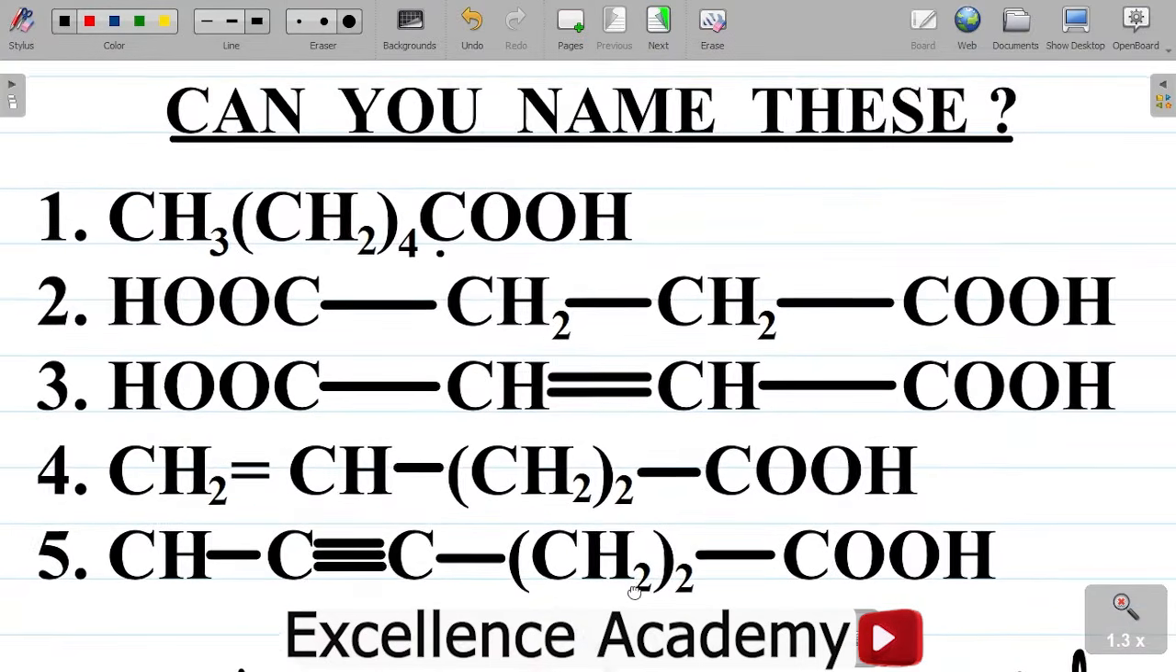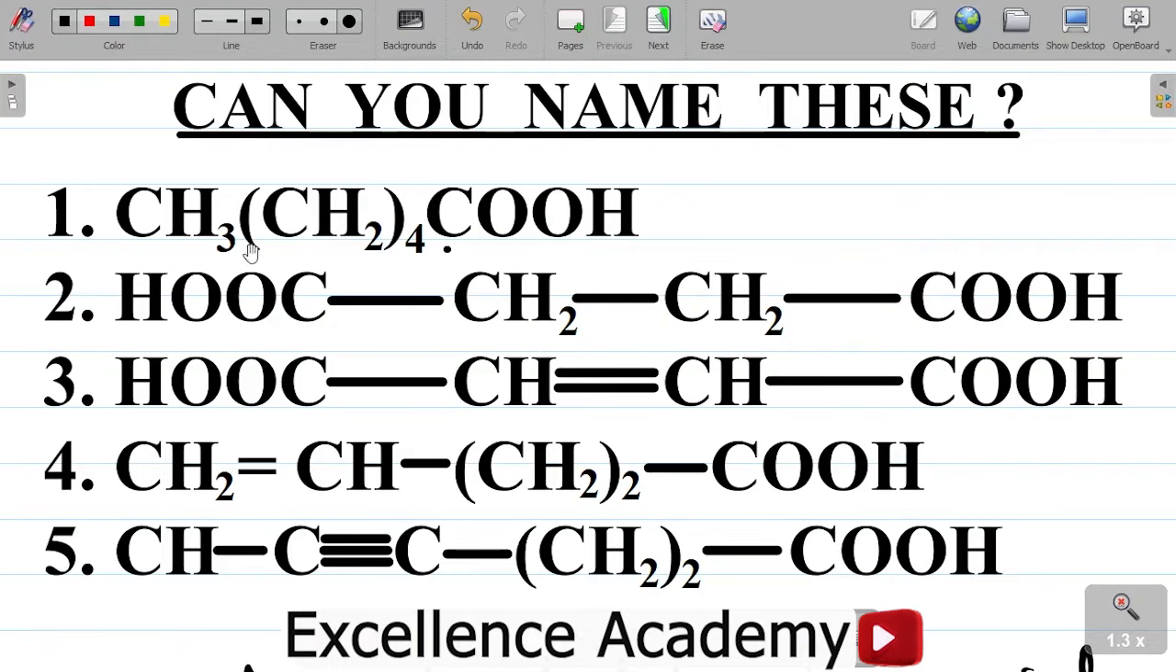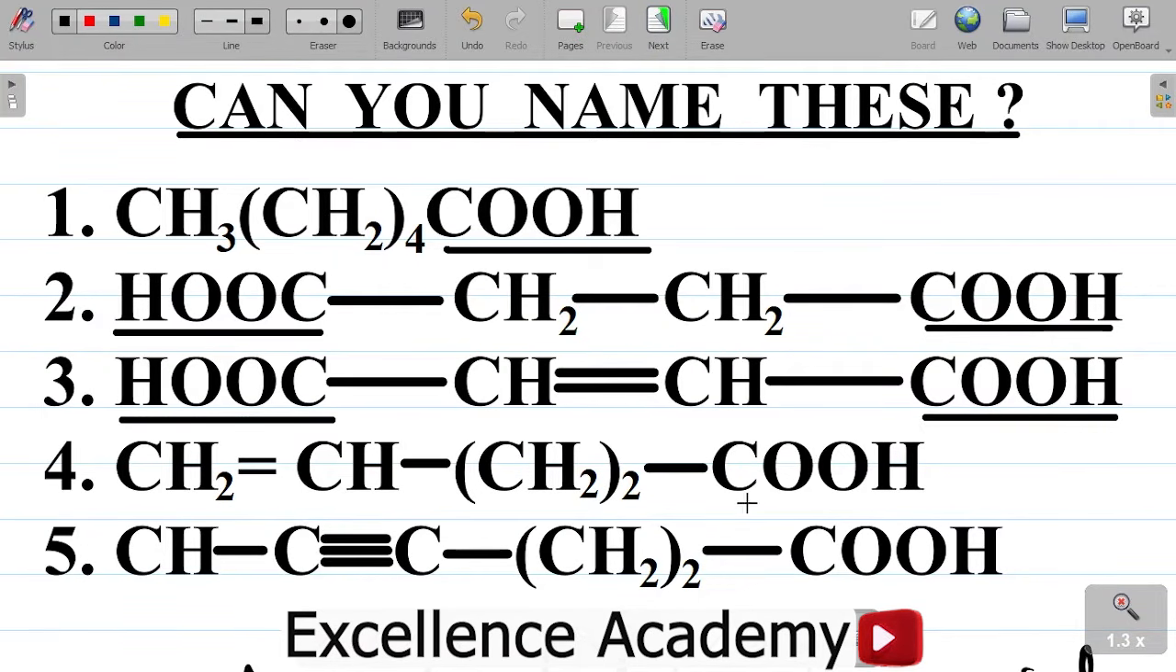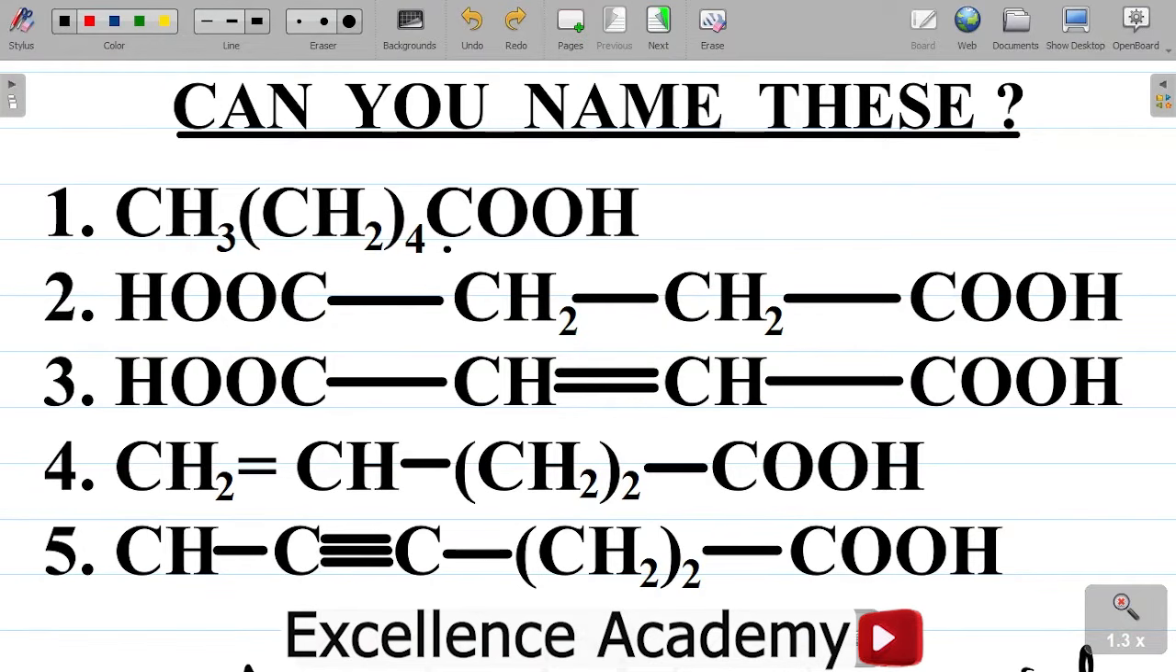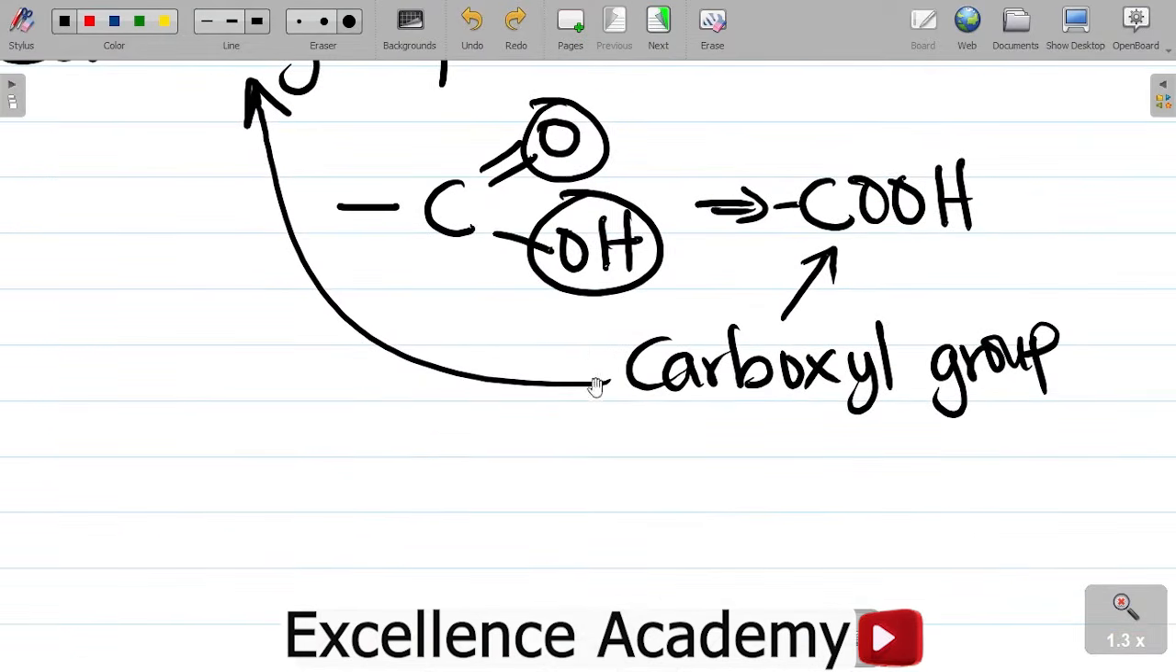So for the first one, you have this one here, CH3, CH2 4, then COOH. For each of these compounds, observe I have a COOH here, C double bond O, H, same thing here. This one you have it twice, that's here and here, also here and here. You have it here and you have it here. So this is proof that all of the compounds you have here are from the alkanoic or the carboxylic group. Now let's name them one after the other.